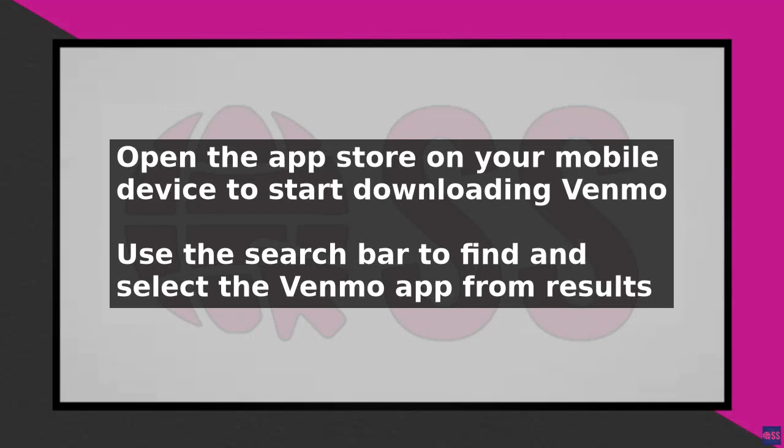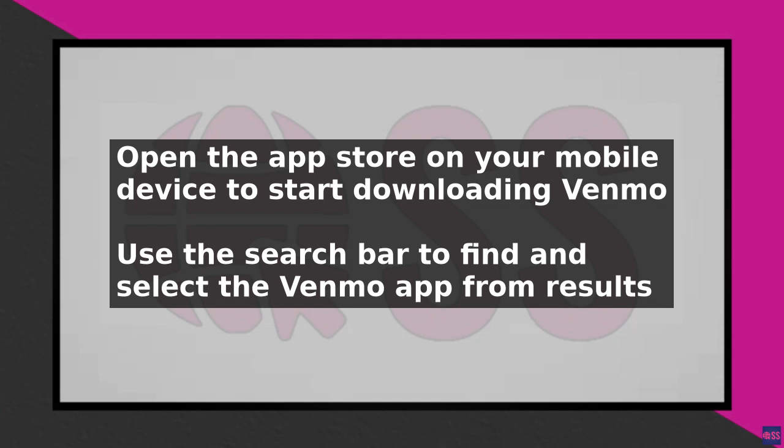To download Venmo, start by opening the App Store on your mobile device. Whether it is the Apple App Store for iPhone users or the Google Play Store for Android users. Once the store is open, use the search bar at the top of the screen to type in Venmo and select the Venmo app from the search results.